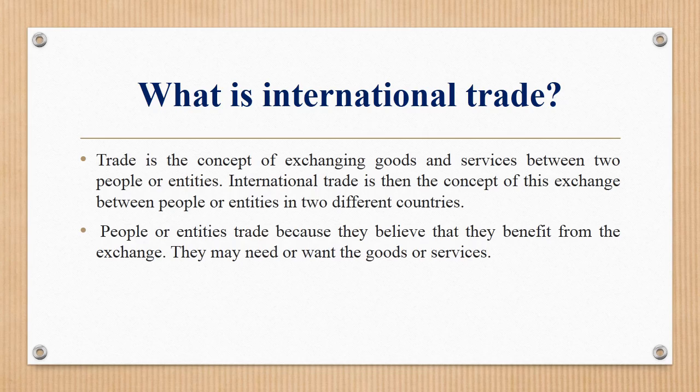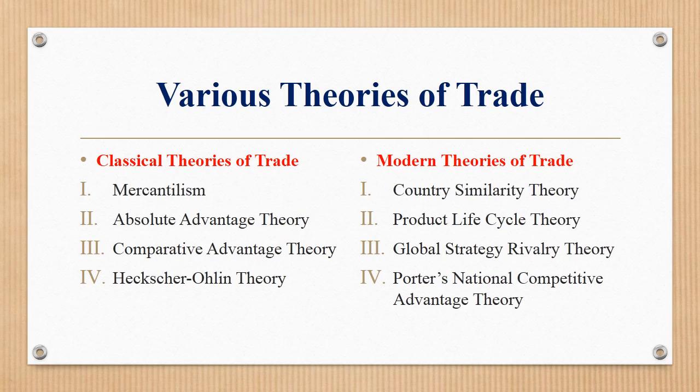Now, moving towards the next slide. As we see here, there is a classification of theories of trade, and the classification consists of two types of theories. The first one is classical theories of trade and the second one is modern theories of trade. Classical theories of trade consist of four theories: the first is mercantilism theory, the second is absolute advantage theory, the next is comparative advantage theory, and Heckscher-Ohlin theory.